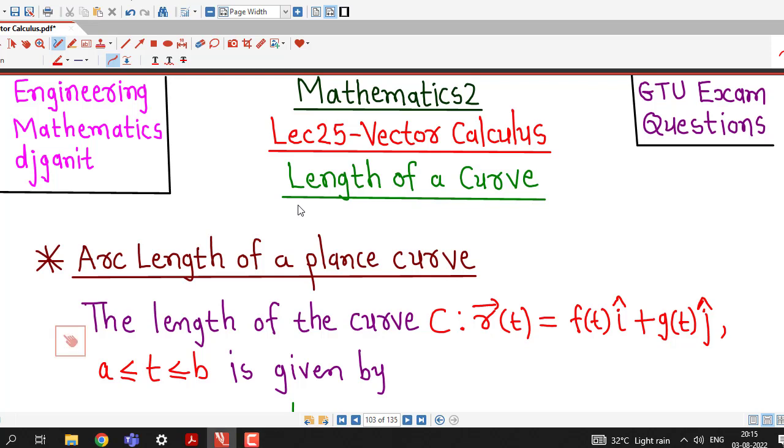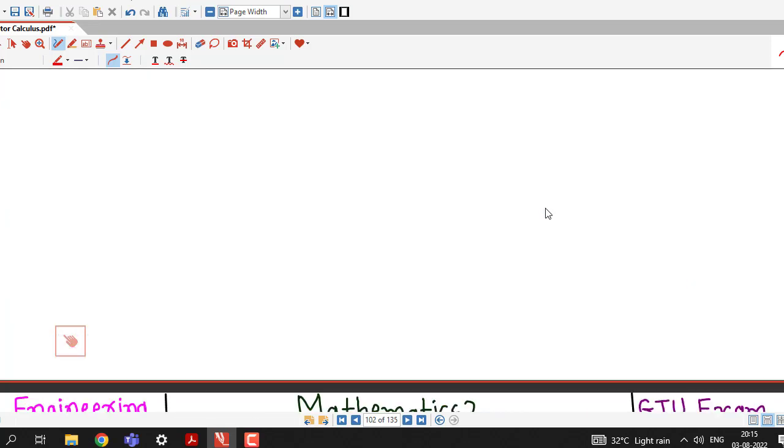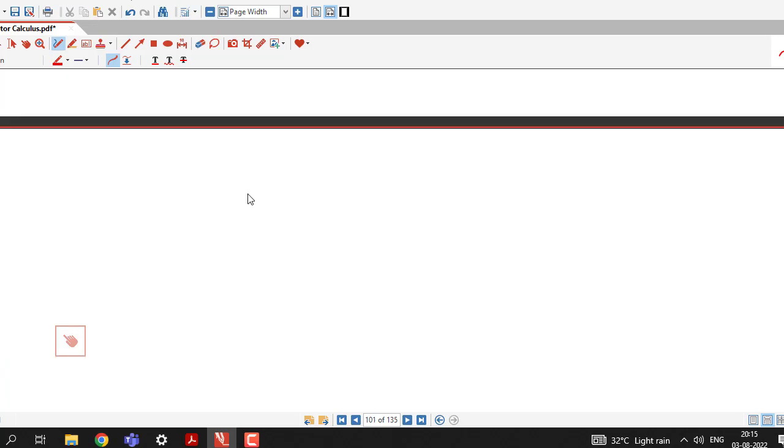In this lecture we are going to discuss the length of a curve. We will see the formula for arc length of a curve in plane as well as in space. So first we recall the formula for length of a curve in a plane.